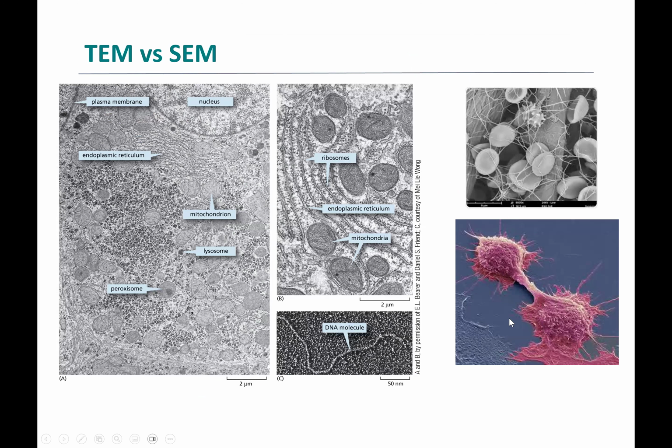Now, transmission and scanning are always going to be in grayscale. There's no color that naturally comes. But you could do something called false coloring, where the computer will add color to certain objects, certain cells, to just help distinguish a little more.